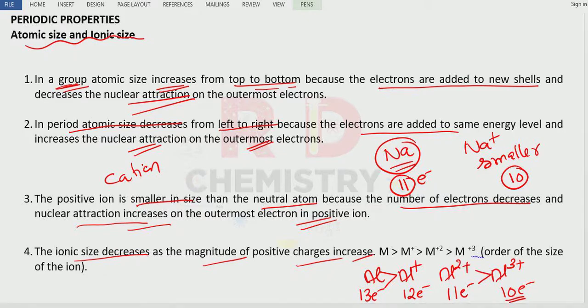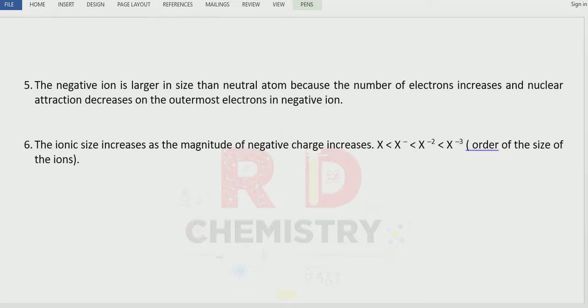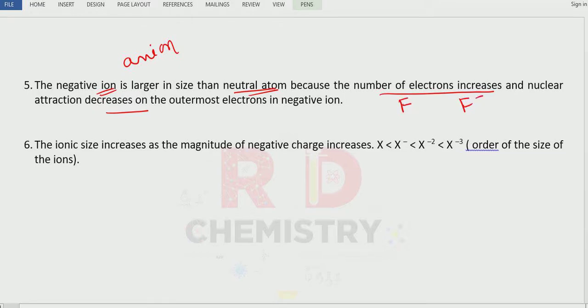Now, the negative ion is nothing but the anion. How are anions formed? By gaining 1 electron or more electrons than the neutral atom. Size is larger compared to the neutral atom because the number of electrons increases, and nuclear charge or attraction decreases on the negative ion. For example, let me take the fluorine atom and the fluoride ion. Fluorine atomic number is 9. There are 9 electrons. In the case of fluoride, minus 1, it gains 1 electron, so 10 electrons are there.